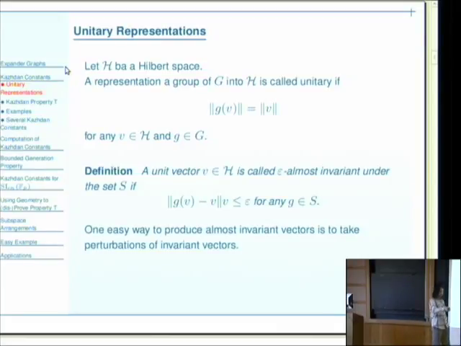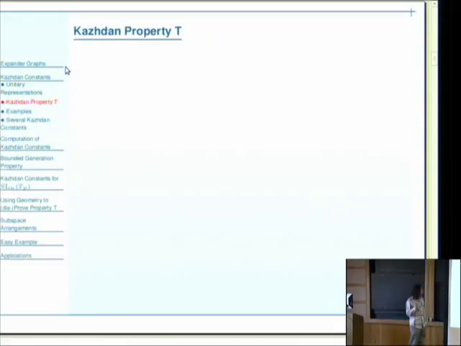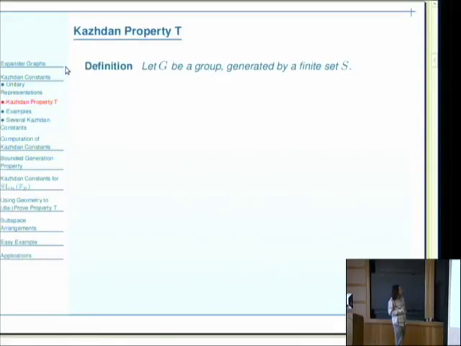Since the invariant vector is fixed by every element in the group, if you move it a little bit, then the perturbed vector is going to move by any generator and by any group element just a tiny bit, which is essentially twice the perturbation. Informally, property T is saying that this is the only way to produce almost invariant vectors. And more precisely, this is the following.